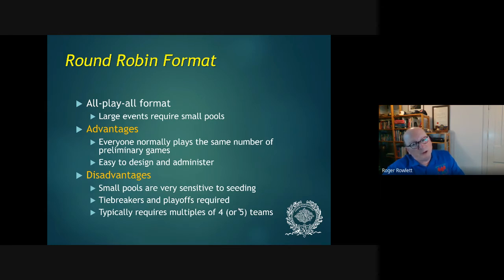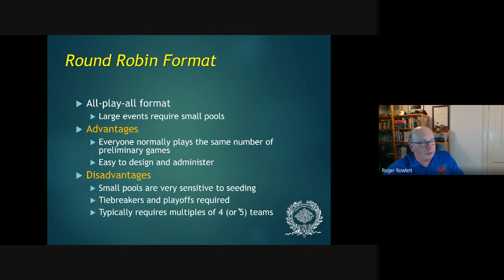Small pools are very sensitive to seeding. So if you put all your best teams in the one pool, then they're going to knock each other off. And this is something that we really pay attention to when, for example, in the USA Curling College Nationals, is getting those pools to be reasonably representative so the teams are spread out. So something to be aware of if you're running this format.